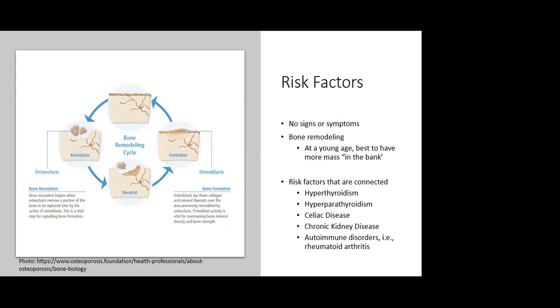The risk factors that have been connected to the development of osteoporosis include hypothyroidism, parathyroidism, celiac disease, chronic kidney disease, and autoimmune disorders such as rheumatoid arthritis.